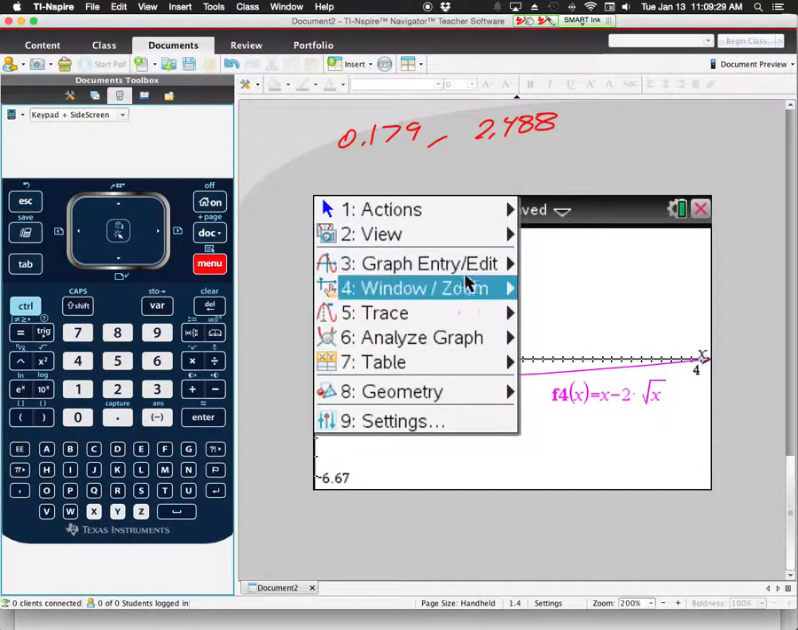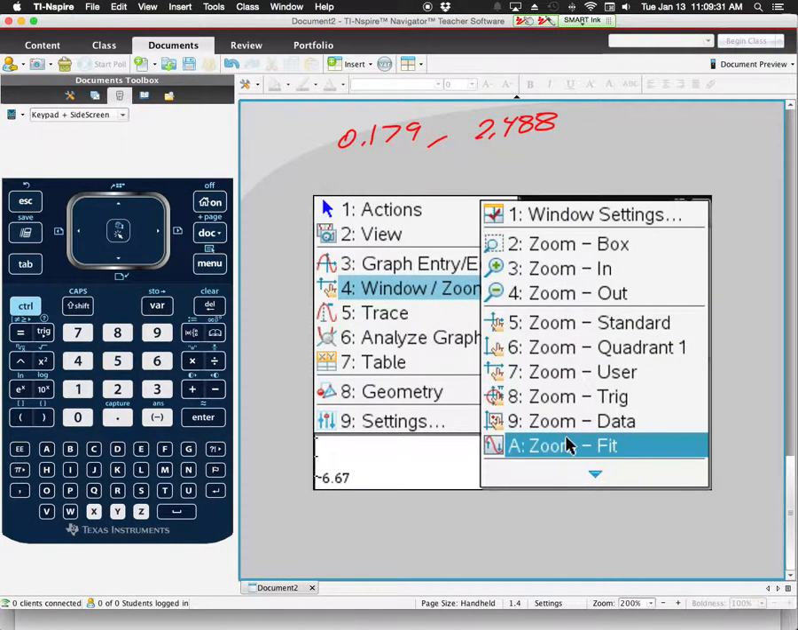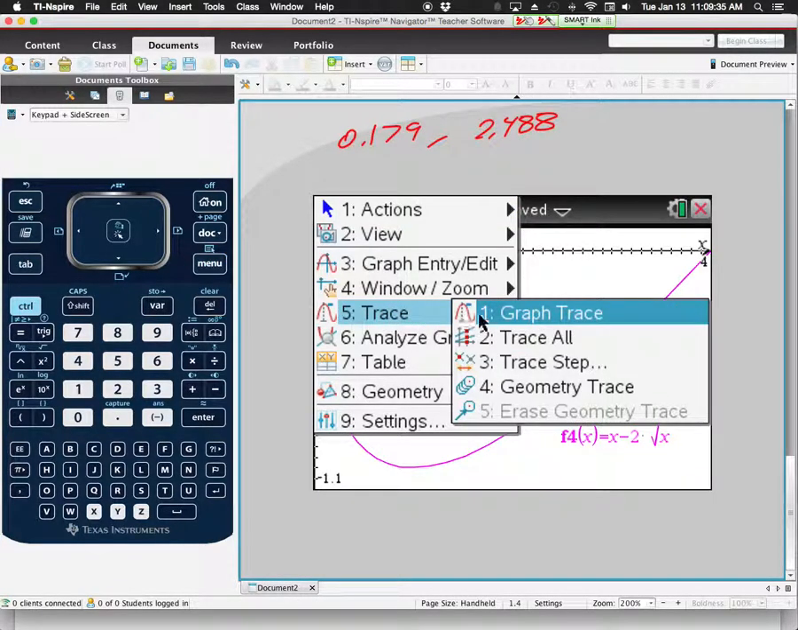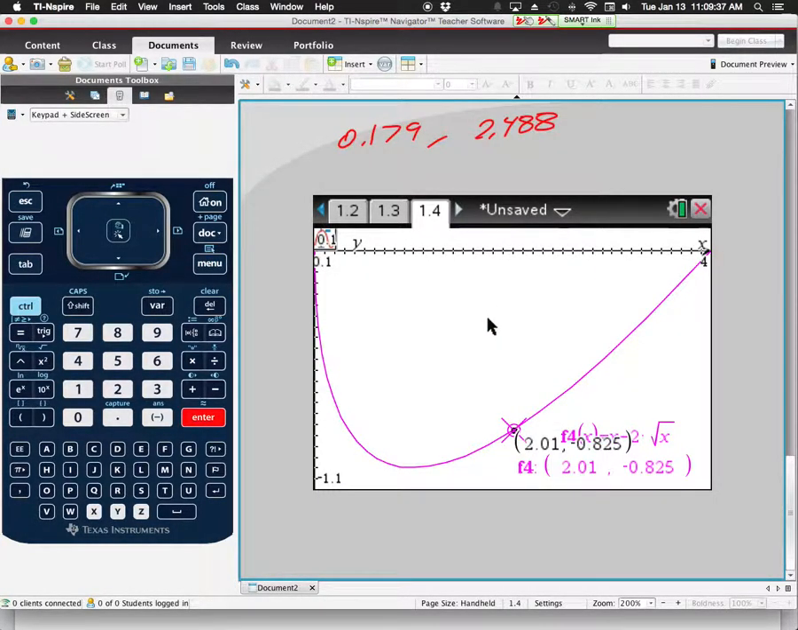And menu, window, zoom fit. Okay, we'll do the trace, draft trace. We press enter and escape. And now we want to plug in those decimals. So when I plug in 0.179 and press enter, what should the y value be?